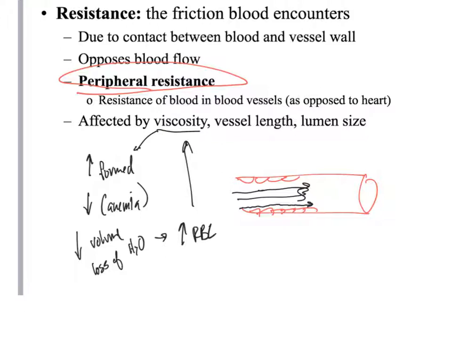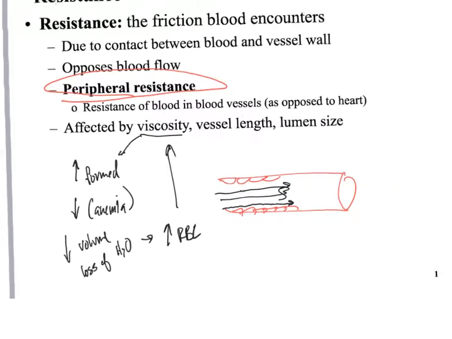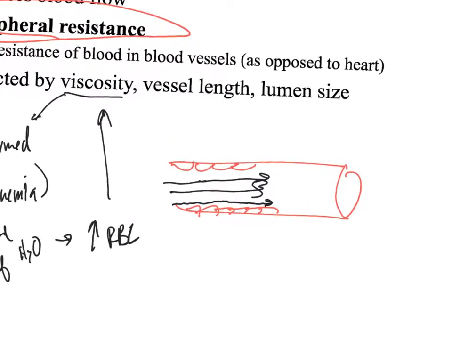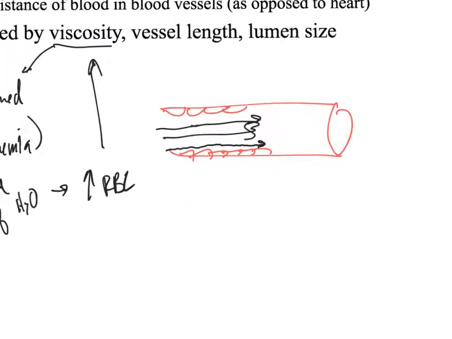Okay? Now, what about lumen size? What does lumen size mean? Where's the lumen of a vessel? It's the diameter, right? So your lumen is that open area right there, where the blood can flow through. How does that relate to resistance?